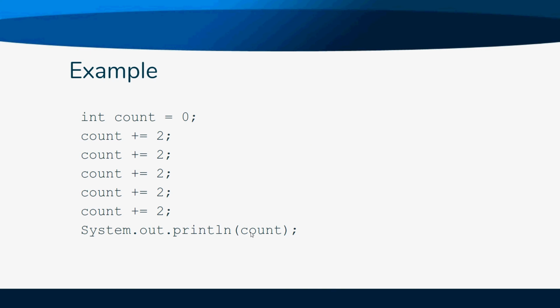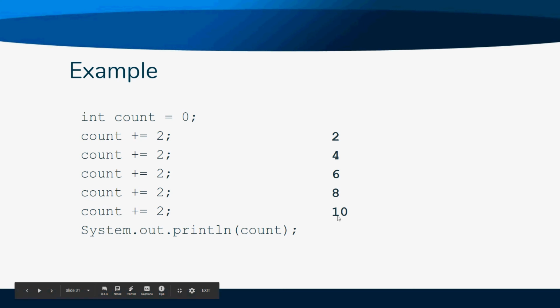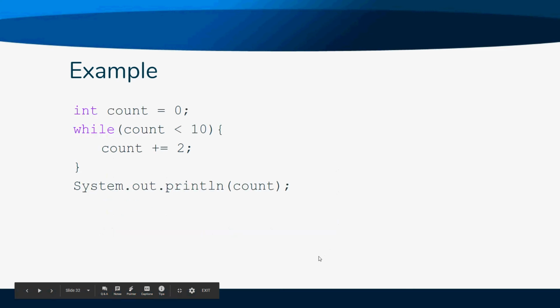Okay, so here is an example. In my example here, I have a count, and then I do a count plus equals 2. So it's counting 2, and then again it's counting 4, then it's counting 6, it's counting 8, it's counting 10. And then if it were to print out count, it would print out just that 10.